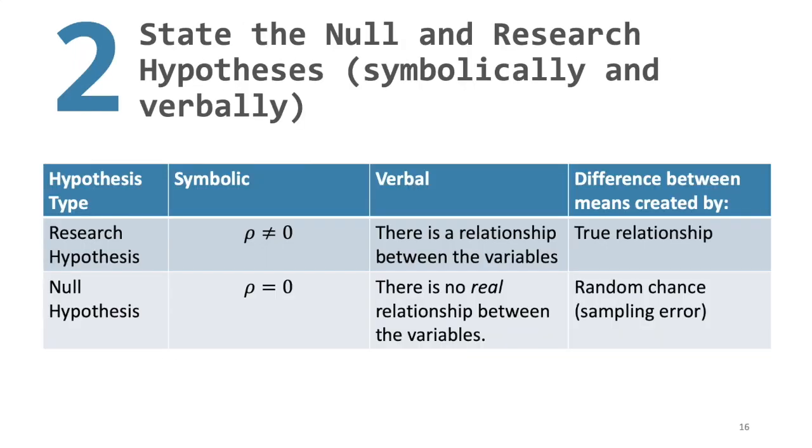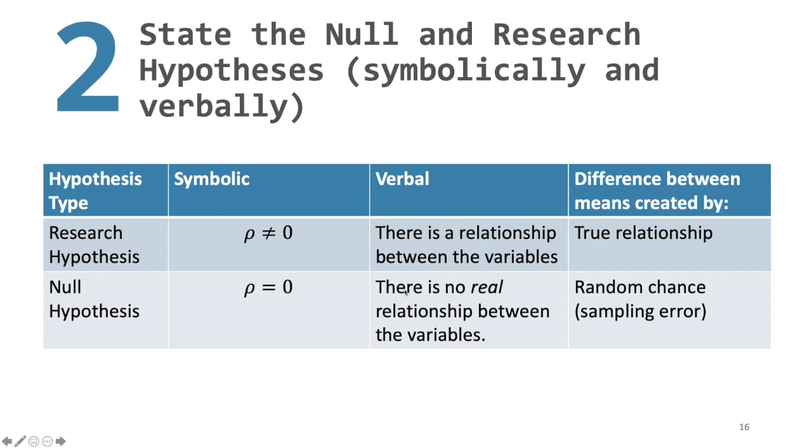Step 2 is stating the null and research hypotheses. Symbolically, it's going to be rho. I know that looks like a cursive P, but it's called rho. So the research hypothesis is that rho is not equal to 0. That says the correlation is not 0. The null hypothesis is that the correlation is 0.